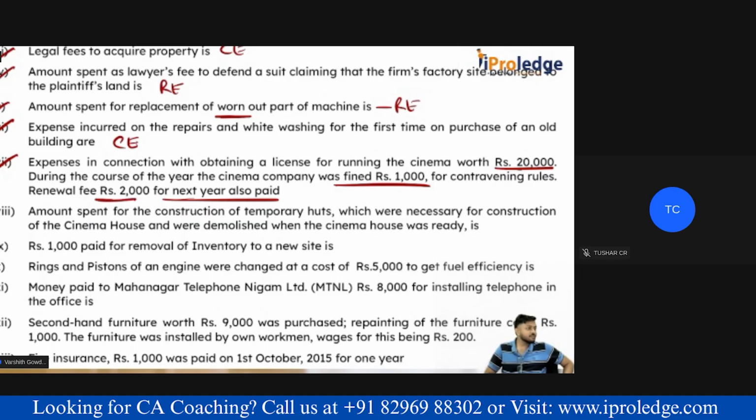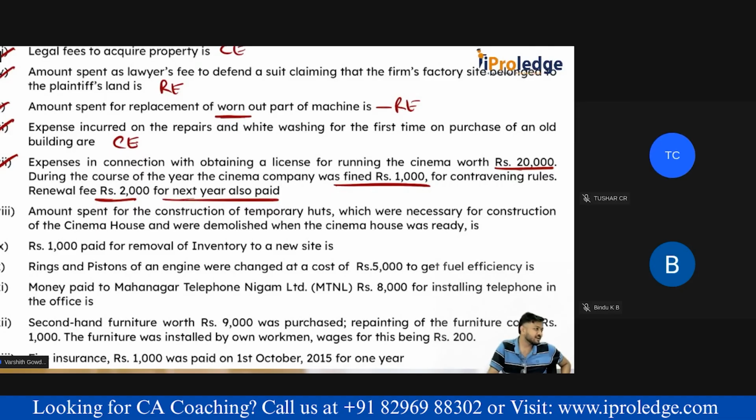20,000 is a license fee. To run the business you should have a license, and the benefit you are getting is for more than 12 months. Correct? Because they are allowing you to run over many years. So license is a capital expenditure. A fine is something penal in nature, other than efficiency increasing or being directly attributable. No, it's not. It's a penalizing action of the government. So it is a normal expenditure, revenue.